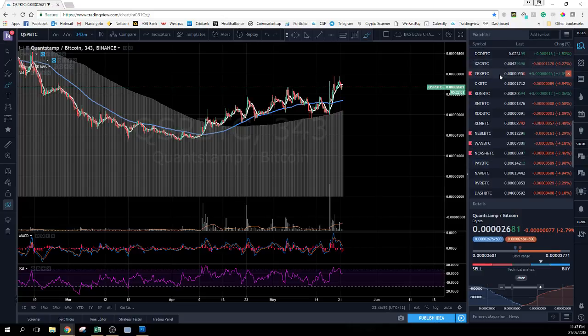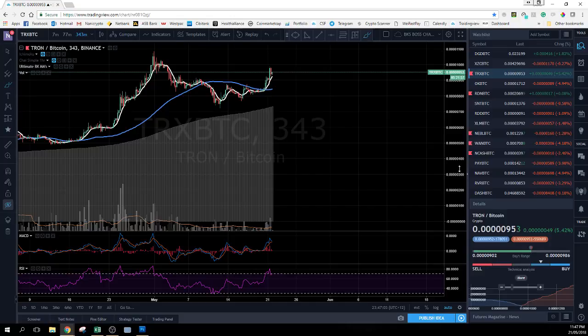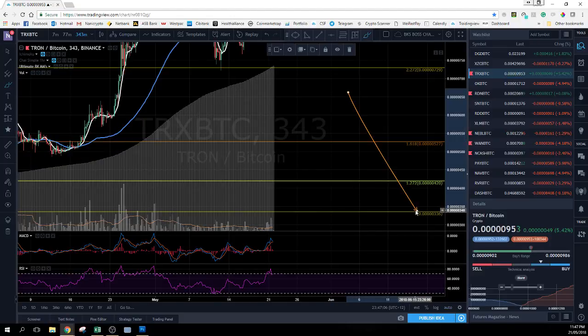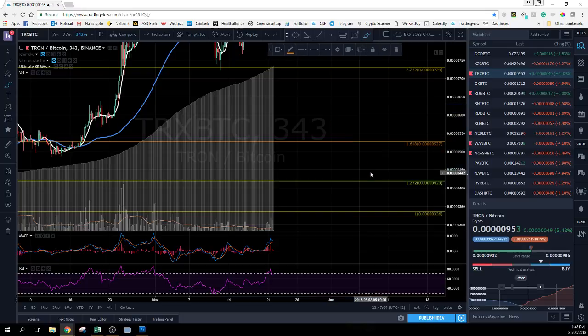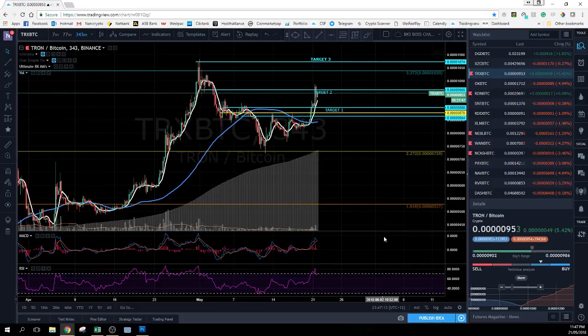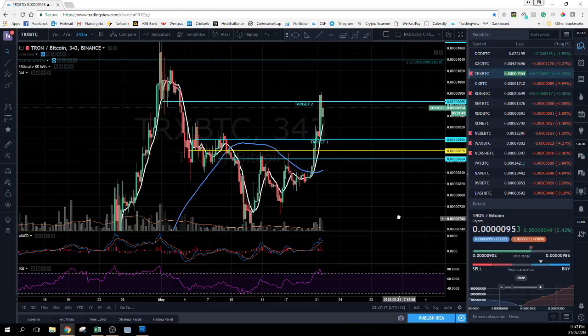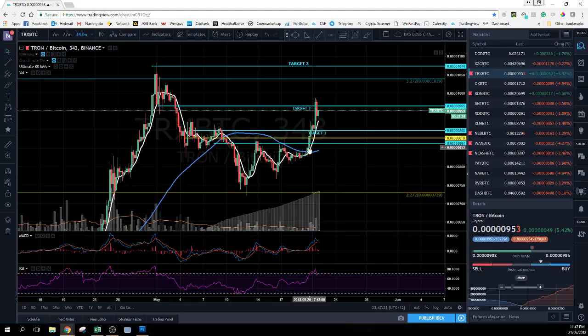TRX did a nice big spike today, 15% there. Any of you guys, were you in TRX? As you can see, I had set up two of my targets here. I jumped into TRX about down here. I did a partial sell around here, a second partial sell here, and then sold just before it came back down.